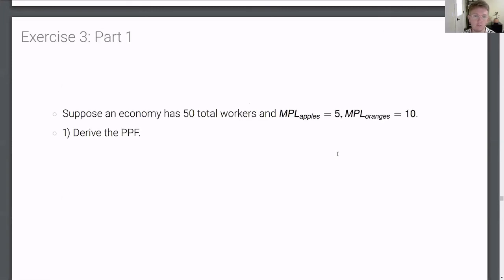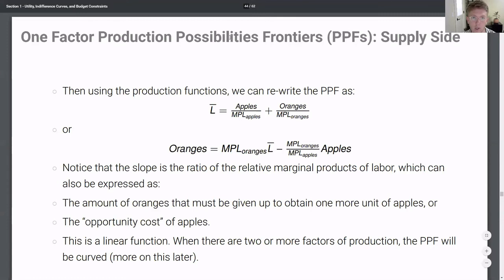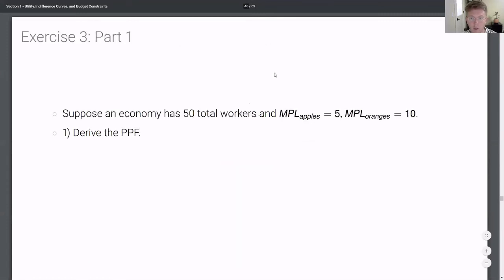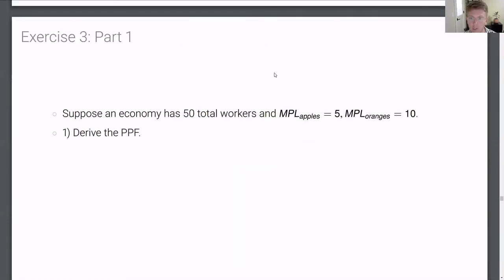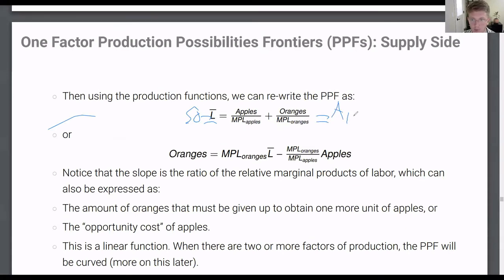So suppose the economy has 50 total workers, and MPL of apples is 5, and MPL of oranges is 10. And then what we want to do is derive the PPF. So all we're going to do here is plug in what we know about the population and productivities. This is going to be 50 equals apples over 5 plus oranges over 10. Okay.